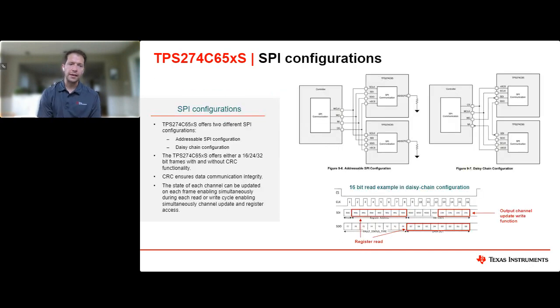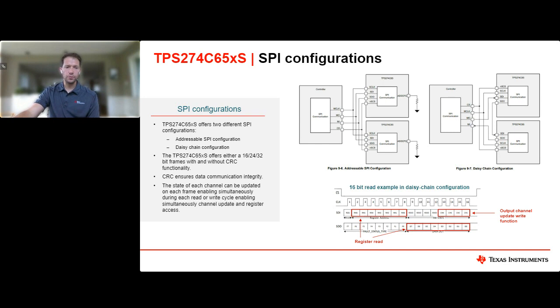In terms of the SPI configurations that our device has, you can either do addressable SPI, and so each different device you want to address will have a different address configuration that's set through an external resistor, and this allows you to communicate to multiple different devices. So by writing the address of the device you want to communicate to, you can communicate to one of the TPS-274C65s. You can also configure it in daisy chain mode. This allows you to, in one SPI frame, update any of the different devices that are daisy chained together.